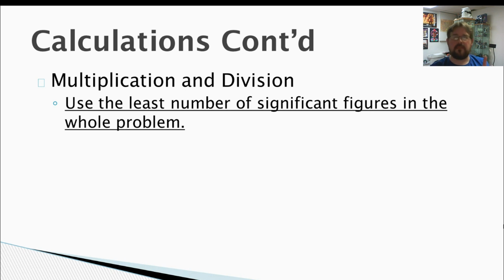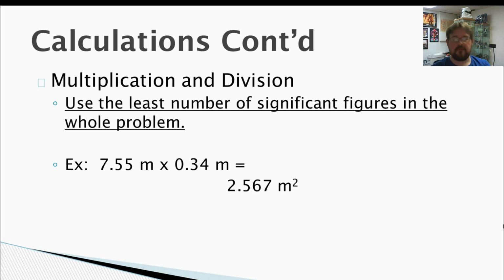So let's take a look at an example problem and see how we do this. We have 7.55 meters times 0.34 meters. Okay? And just like yesterday, the first thing you want to do is just do the math. Do the multiplication, see what you get, okay? So take a moment, pause the video if you want, see if you can get the correct multiplied answer. Hopefully you got 2.567 meters squared.